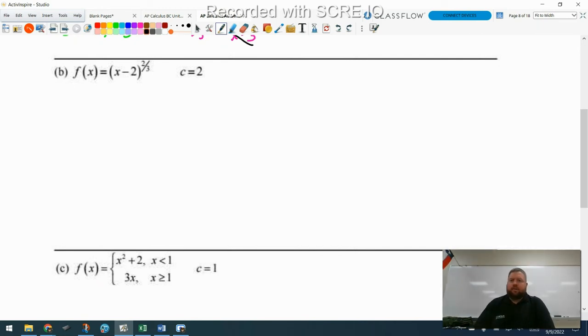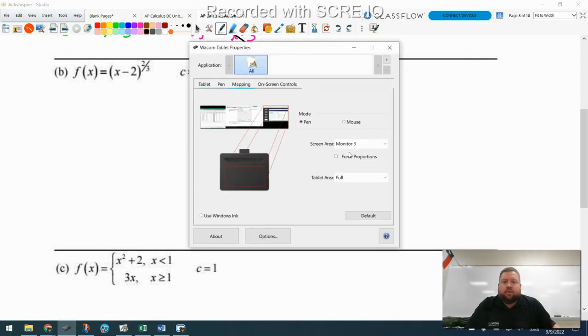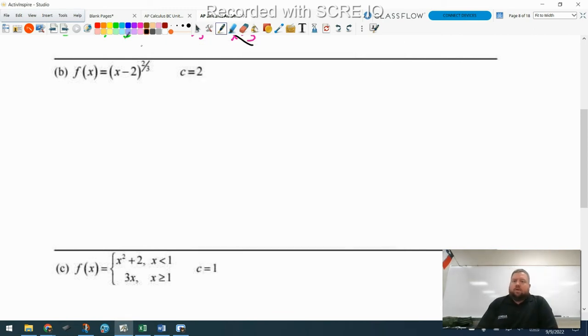All right, so our next one, this one's a little harder to graph. So we're just going to start straight from the alternative form of the definition of derivative. We're going to do the limit as x approaches 2 from the left of f of x, which is x minus 2 to the 2/3, minus f of c, or f of 2. So if I plug in 2, I get 0, and over x minus 2.